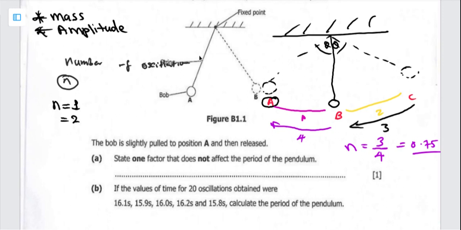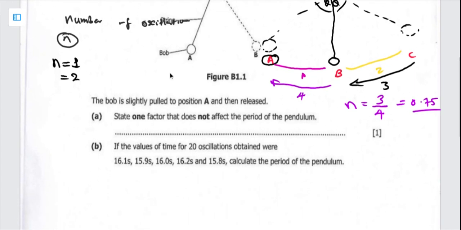So the bob is slightly pulled to position A, then released. State one factor that does not affect the period of the pendulum. Here you can just say mass of the bob. If you don't want to say the mass of the bob, you can say the amplitude.